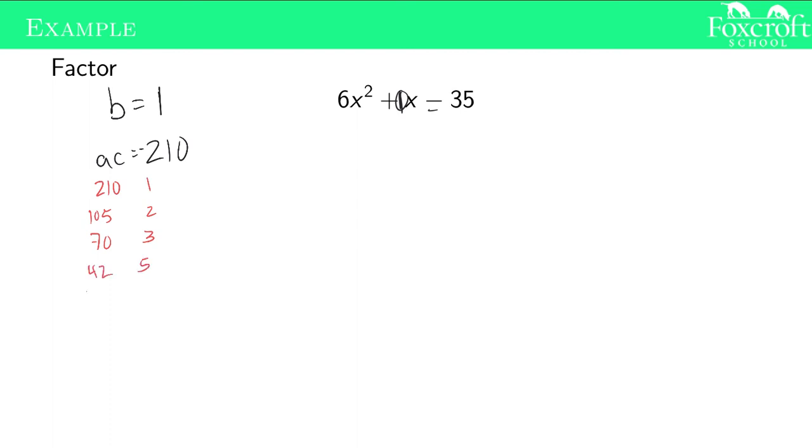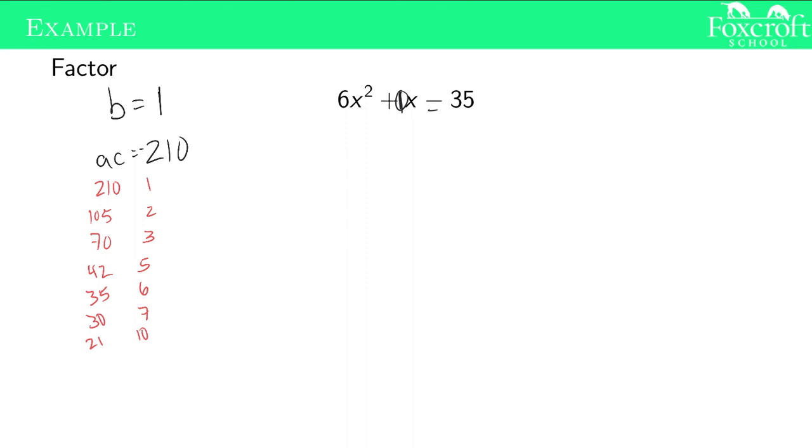6 works. 35 and 6. 7 works. 30 and 7. And there's a lot of factors here. 8 doesn't work. 9 doesn't work. 21 and 10 works. I'm just going through all the numbers and seeing if it gives me a decimal or a whole number.